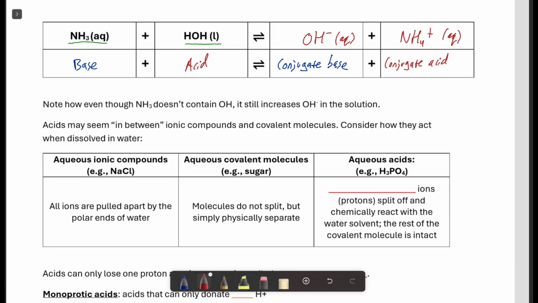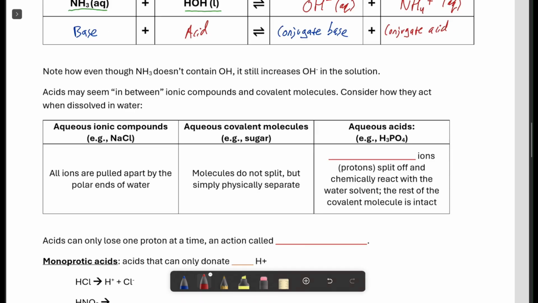Acids are kind of in between ionic and covalent molecules, okay? They are usually covalent molecules that will ionically dissolve inside of water. Remember in aqueous ionic compounds, all of the ions are pulled apart. So sodium and chloride in salt, they're all pulled apart. In aqueous covalent molecules, does any part of the sugar, for instance, pull off? No, it's all there. It doesn't pull apart.